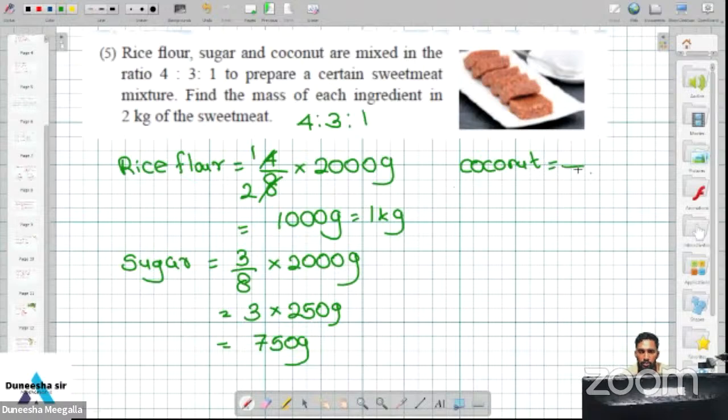Then we have to find out the coconut fraction. What is the coconut fraction? 1 over 8. 1 over 8 multiplied by 2000 grams. Then we know how many 8s in 2000? 250. What is the answer? 250 grams. Okay.